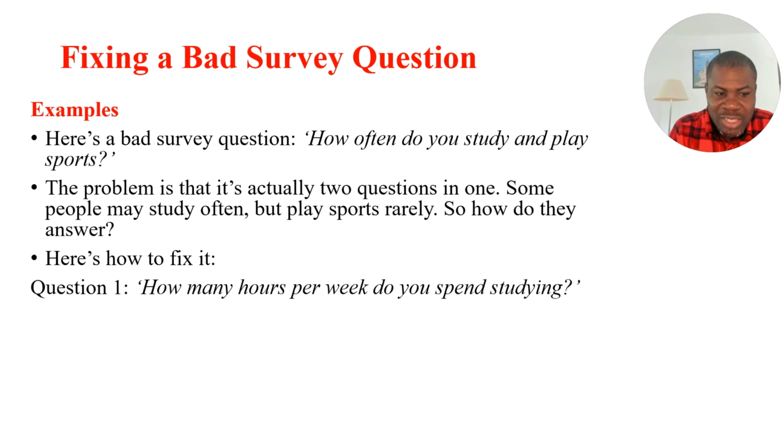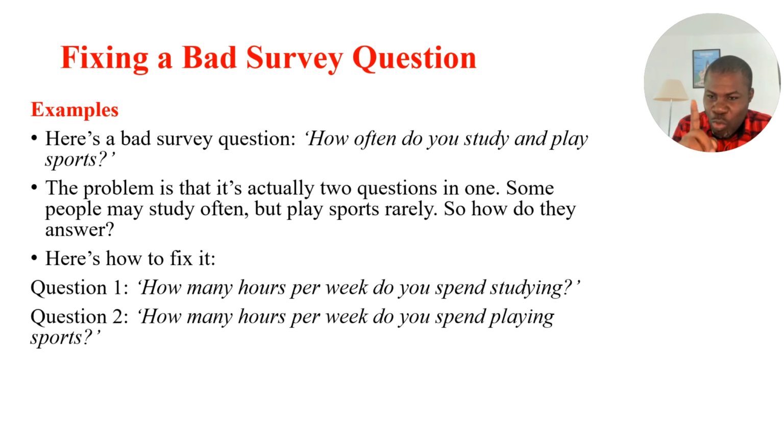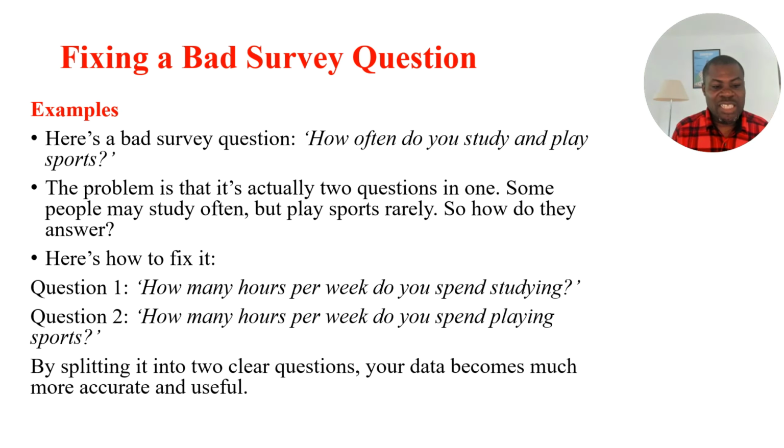Here is how to fix it. Question one: how many hours per week do you spend studying? Question two: how many hours per week do you spend playing sports? So you need to separate both of them. You can see that by splitting them into two, they are clear and much easier for the respondents to respond to, and then your data will become much more accurate when you are done collecting and analyzing your data.